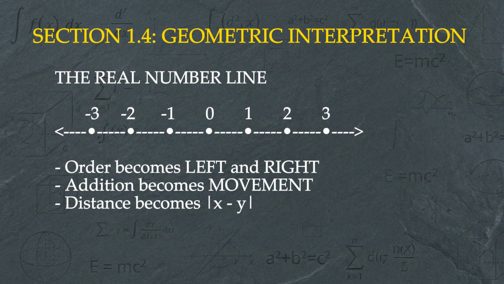On the number line, order becomes left and right. Numbers to the left are smaller. Addition becomes movement. Adding 3 means moving 3 units to the right. And the distance between two numbers becomes the absolute value of their difference. The abstract algebra has become concrete geometry.